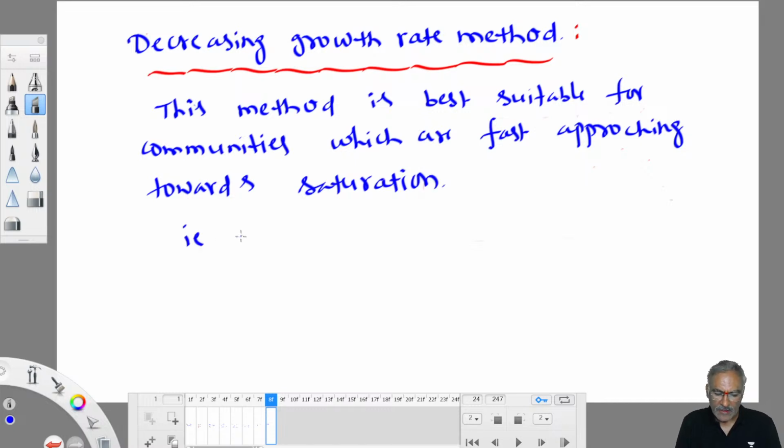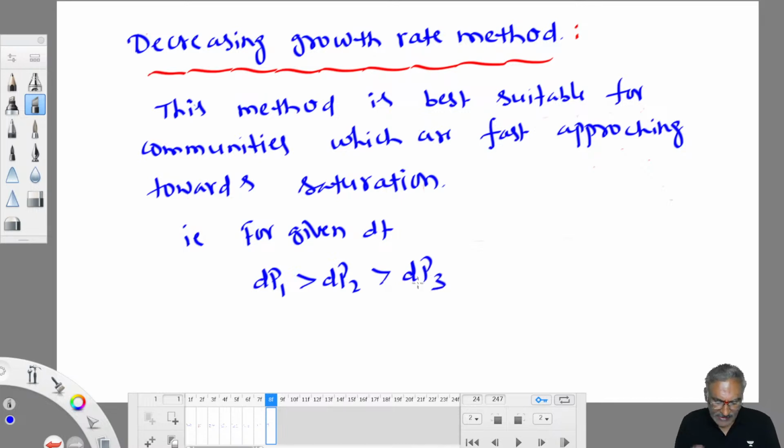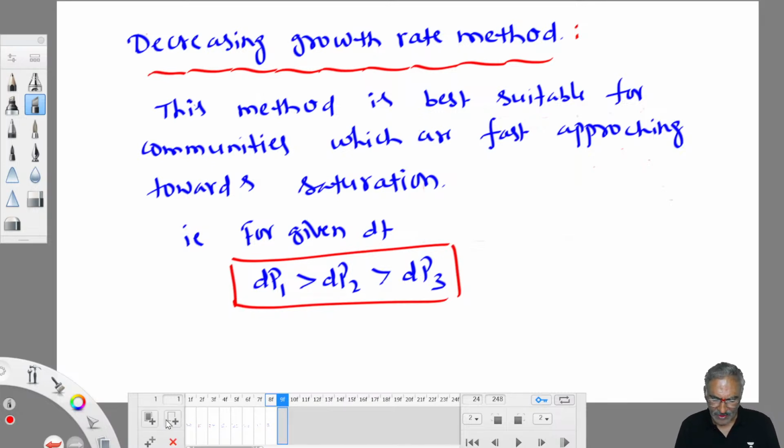How do you know that? Only by observing the population statistics. That is, for given dt, dp1 is greater than dp2, dp2 is greater than dp3. If this kind of trend is there in the population statistics, then comfortably you can choose the decreasing growth rate method. Here also you need to remember only one formula.